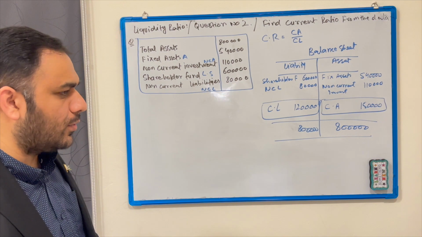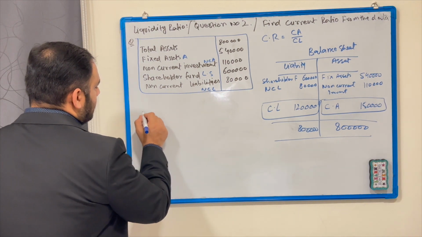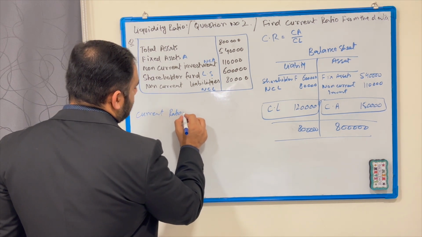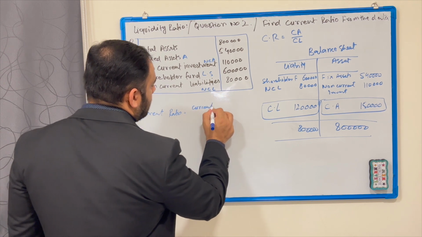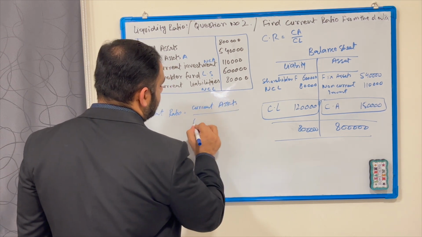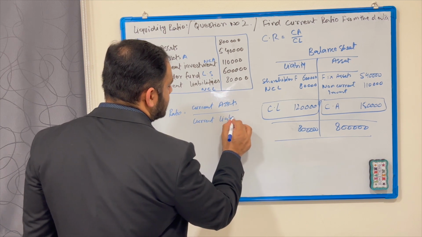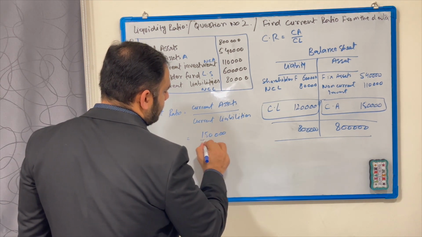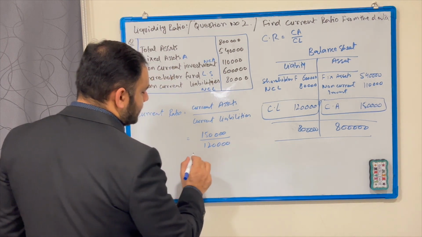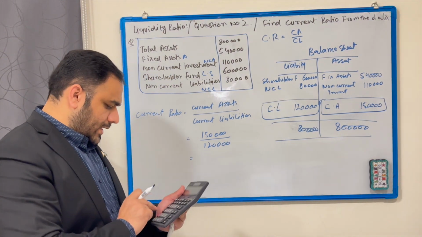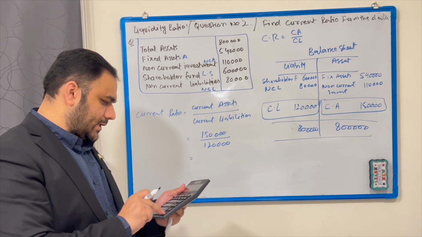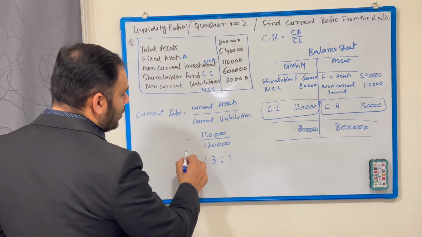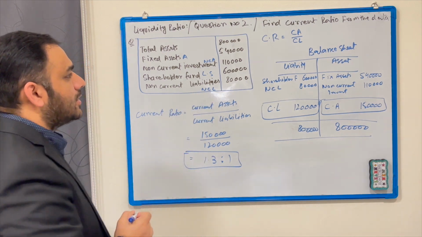Now we can put this into the formula. Easily we can see current ratio equals to current assets over current liabilities, equals to 1 lakh 50,000 over 1 lakh 20,000. 1 lakh 50,000 divided by 1 lakh 20,000. So it is 1.3 ratio 1. As we know, what is the ideal ratio for current ratio?